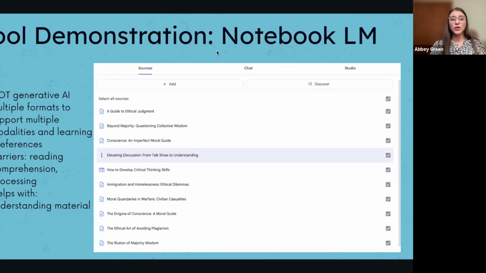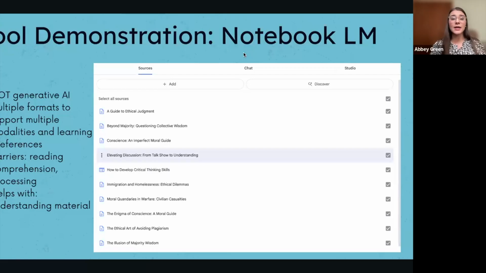So this tool is really helpful for students that have barriers around reading comprehension or processing. So this can be good for both student 1 and 2 that we've talked about, especially if students have time constraints, where it helps them to be able to interact with sources more efficiently. And so this is going to, again, help with understanding course material.